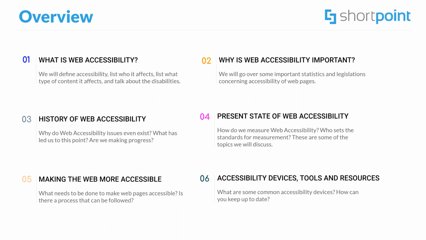The fifth thing that we're going to go over is making the web more accessible. In this aspect, we're going to talk about what individuals and businesses need to do to make their websites and web pages accessible. And the last thing that we're going to discuss is accessibility devices, tools, and resources. We are going to look at some websites that you can use to keep up to date after this, if you are interested in keeping up to date with web accessibility in general.